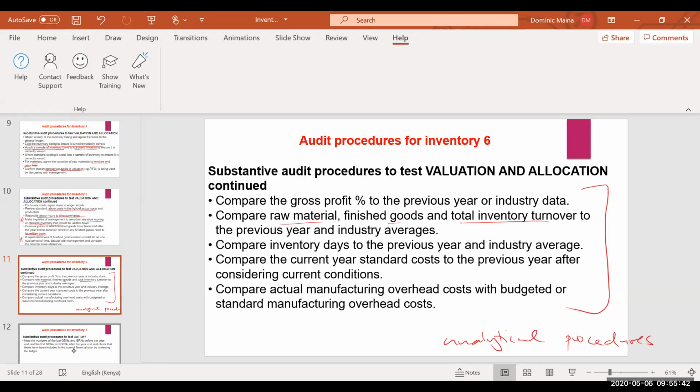Let me repeat. If the inventory days last year were 30, and this year they are 60, should you be concerned as an auditor? Let me get your feedback. David.